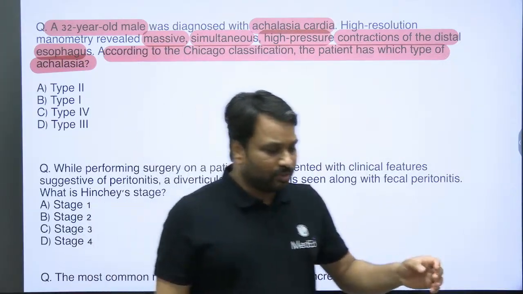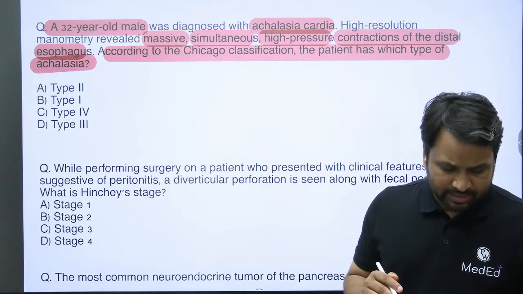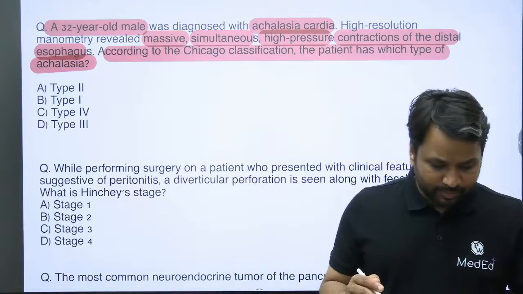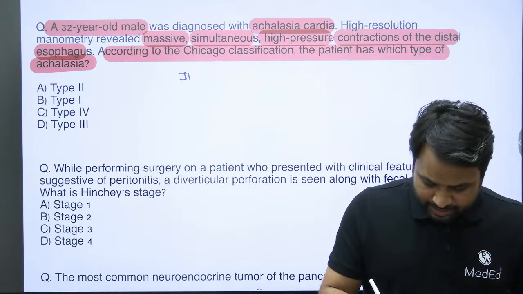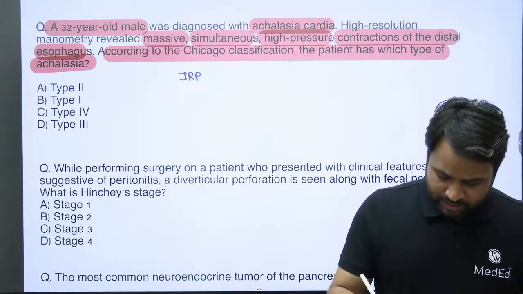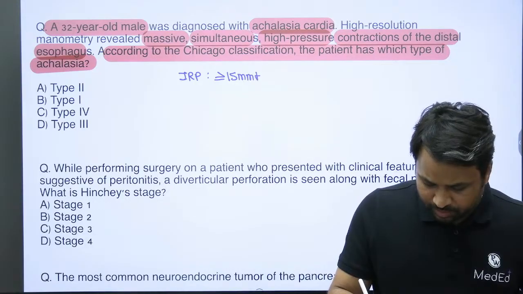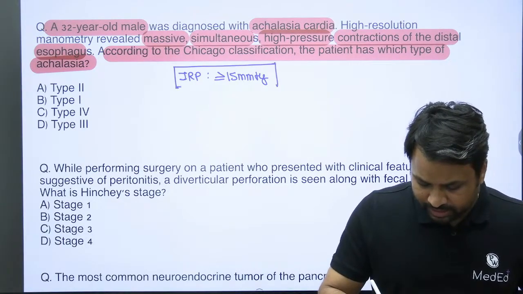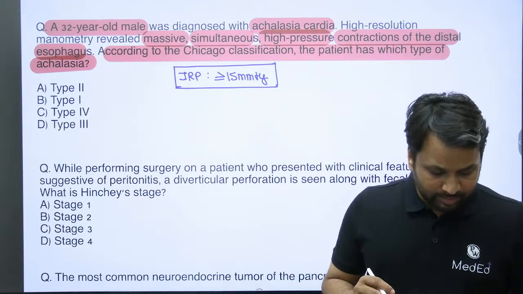Now, whenever we talk about achalasia cardia, there are two important components that we have to consider. Number one is something called the IRP. What does IRP stand for? It stands for the integrated relaxation pressure. In order to say the patient has achalasia cardia, this IRP has to be more than or equal to 15 millimeters of mercury. I need to have an integrated relaxation pressure of more than 15 millimeters of mercury.